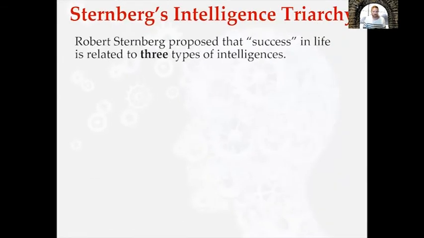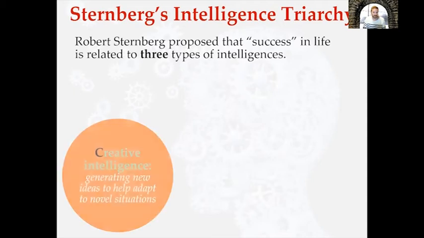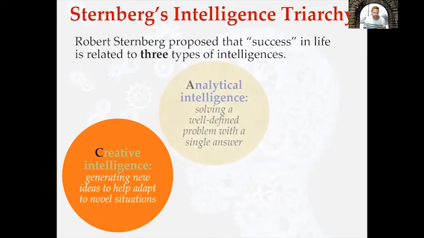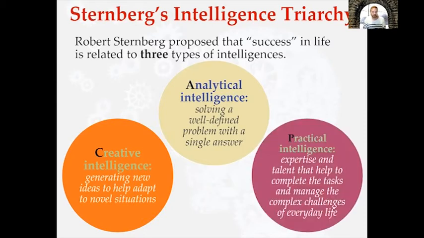Sternberg. So Sternberg basically said, okay, is it 8? Is it 7? Is it G? What is it? And he said, no, intelligence really breaks down into 3 categories. This is called the Triarchic Theory of intelligence. We have creative intelligence, so our ability to adapt and come up with unique solutions. Analytical, so our ability to solve a well-defined problem with a single answer, so very logical. And then practical intelligence. This would be another way of saying street smart or life smart.